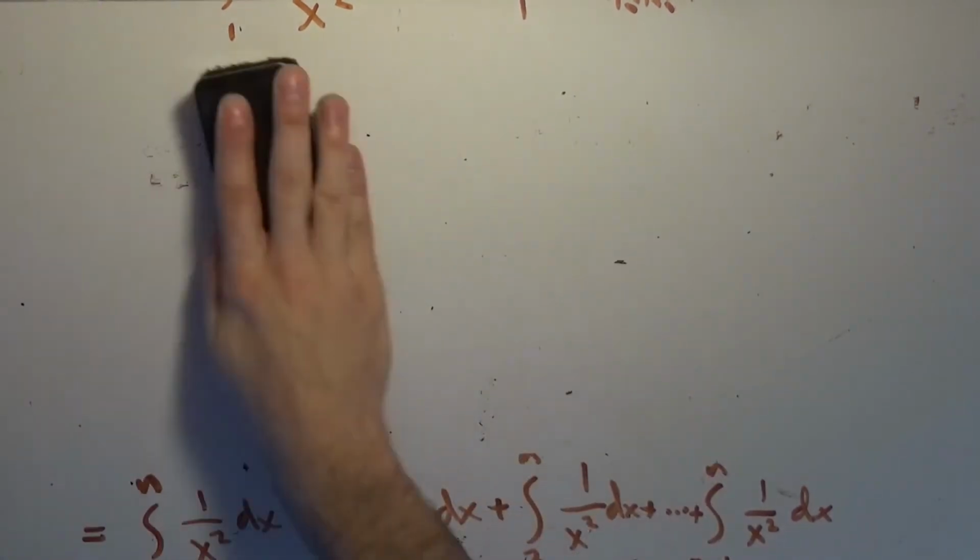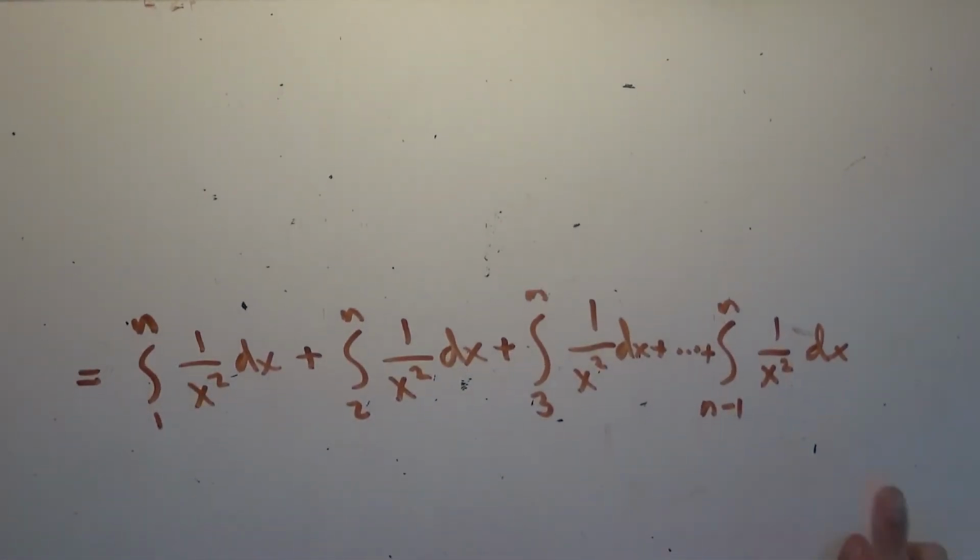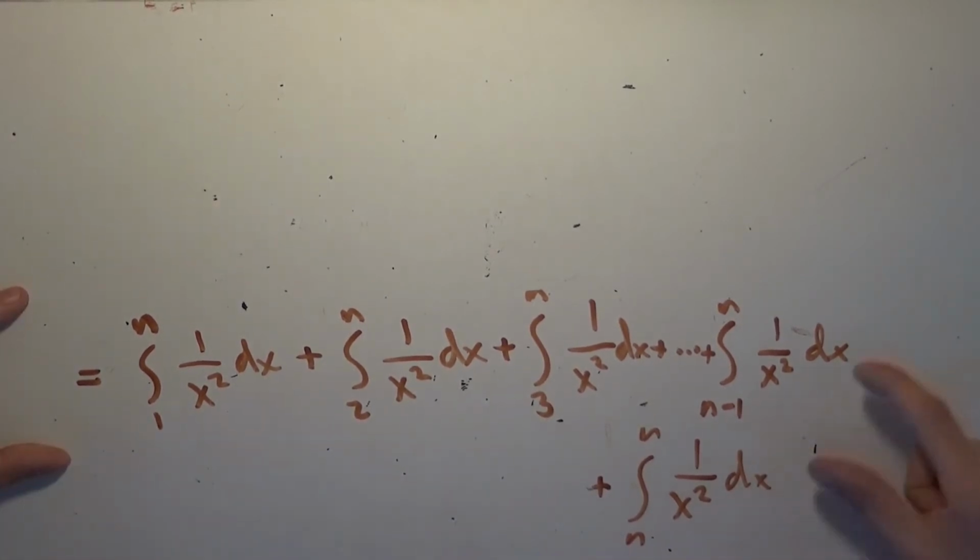Before I do that, notice that I can technically say that I have an extra integral here that goes from n to n, right? That, of course, is equal to 0, because I'm going from n to n, so it has no area underneath it. But because I'm adding 0, I'm not actually changing the value of the total sum, so I'm actually going to add that on as well.